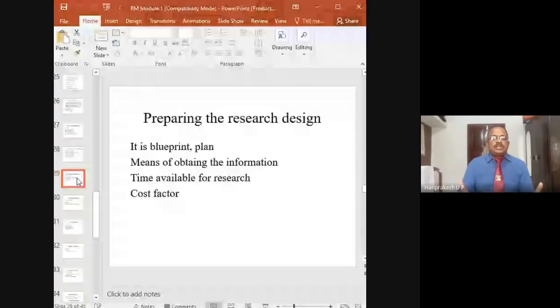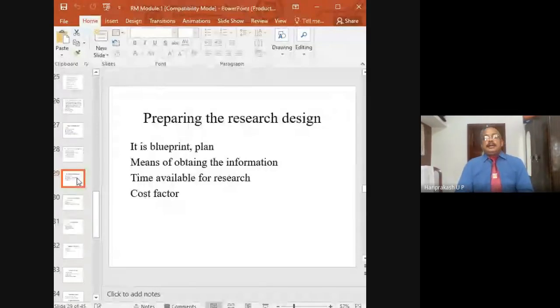And the cost involved. How much is the cost that you may incur in doing this research? So that also will be specified. So this is nothing but a blueprint or a plan. So that has to be developed.